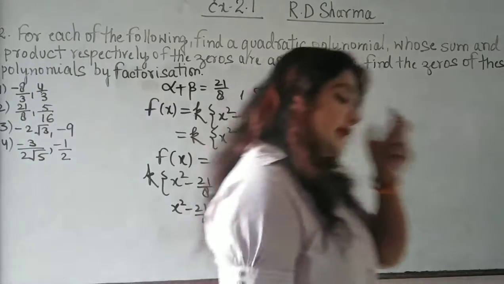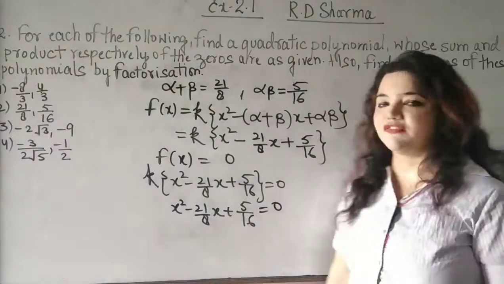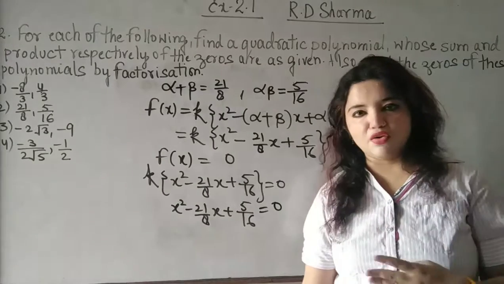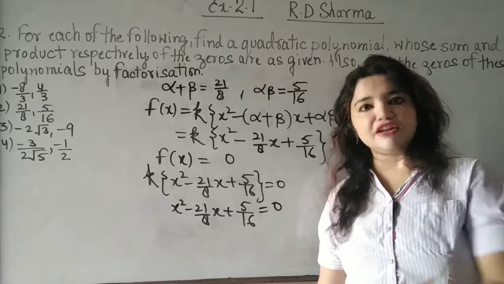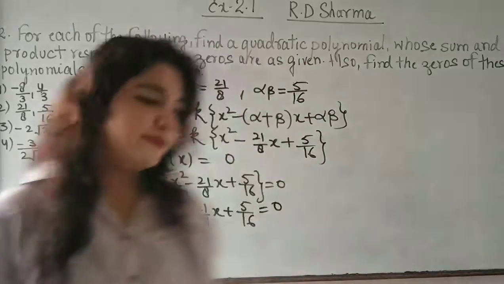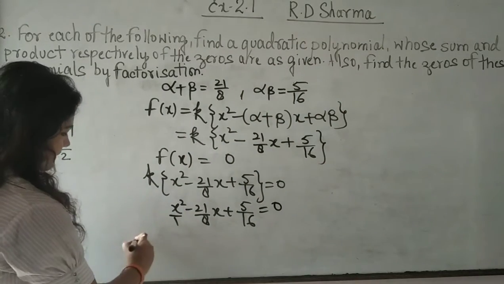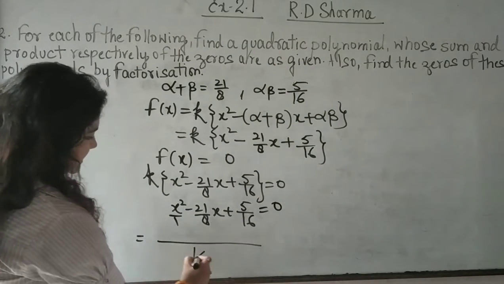Now this polynomial equation is not in simple form. So by taking LCM and all, we will just convert it into simple form. Okay. So here is 1. Now I'm taking LCM. LCM will be 16.